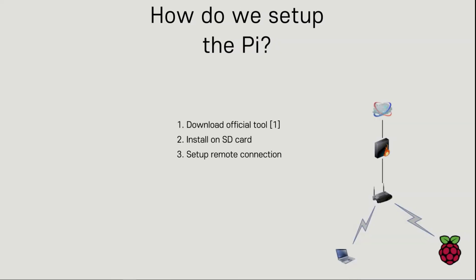So how do we set up the Pi? Firstly, we have to download the official Raspberry Pi tool, which will be used to install the operating system on the SD card. Later on, we will set up the remote connection between the Pi and my computer for better management. Finally, our network will look as follows, where both my computer and the Raspberry Pi are in the same local area network, and they both have a connection to the internet.